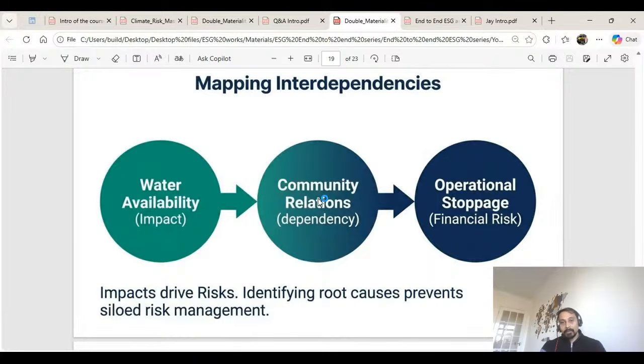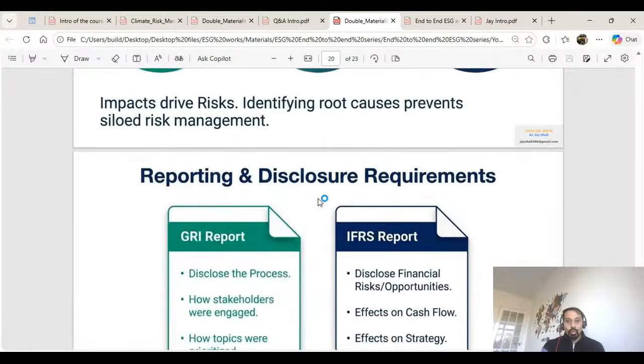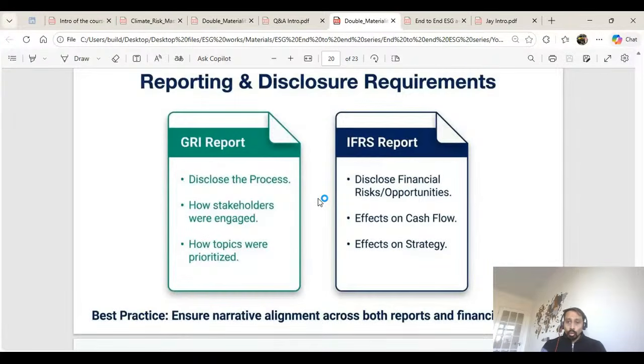For each and every step that we have done, you have to do reporting and disclosure through the GRI report, the IFRS report, or maybe the ESRS report. For the GRI report, you have to understand process, stakeholders, and prioritizations. For the IFRS report, financial risk, cash flow impact, and strategy are very important for investors. The best practice is narrative explanations of your whole double materiality assessment methodology that must align across your sustainability and financial data. That is very important, and based on that you can calculate each and every score for your stakeholder engagement.